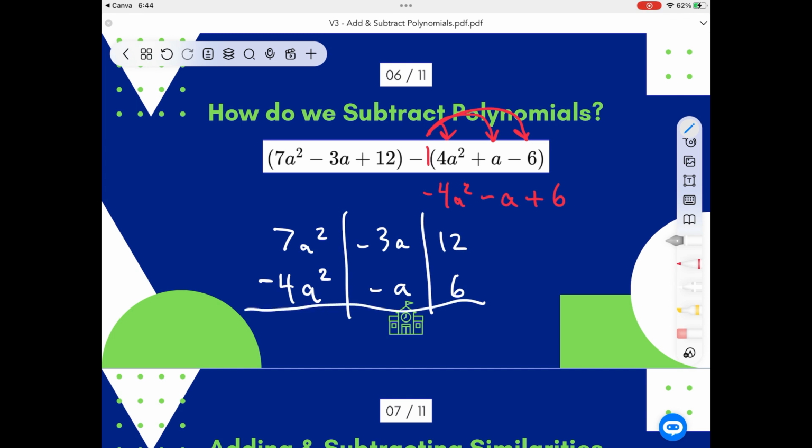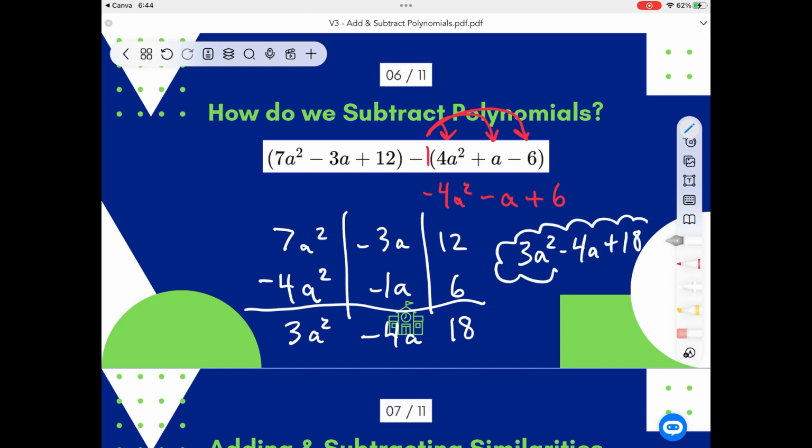I get 7 minus 4 makes 3a squared. Once again, we keep the exponent exactly the same. We're just changing how many of those we have. Negative 3 minus another one. This is actually going to get even more negative because all of these are negatives. If you combine negative 3 and negative 1, that makes a total of negative 4a's. And then finally, we have 12 and 6 as our constants. Add those together and we get 18. So 3a squared minus 4a plus 18 would be the difference between the original polynomials here.